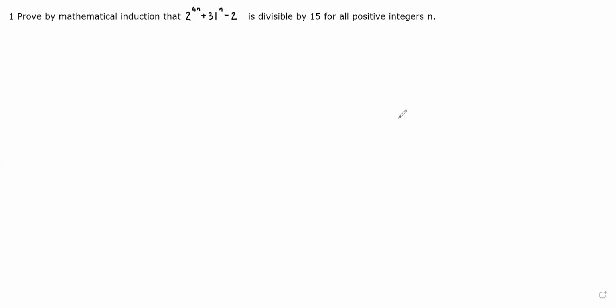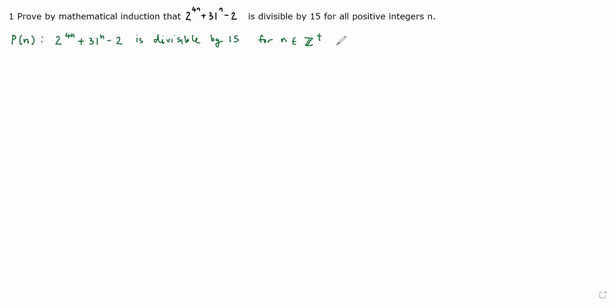Prove by mathematical induction that 2 to the 4n plus 31 to the n minus 2 is divisible by 15 for all positive integers n. We start by writing the proposition for this statement. We have 2 to the 4n plus 31 to the n minus 2 is divisible by 15 for all positive integers n.